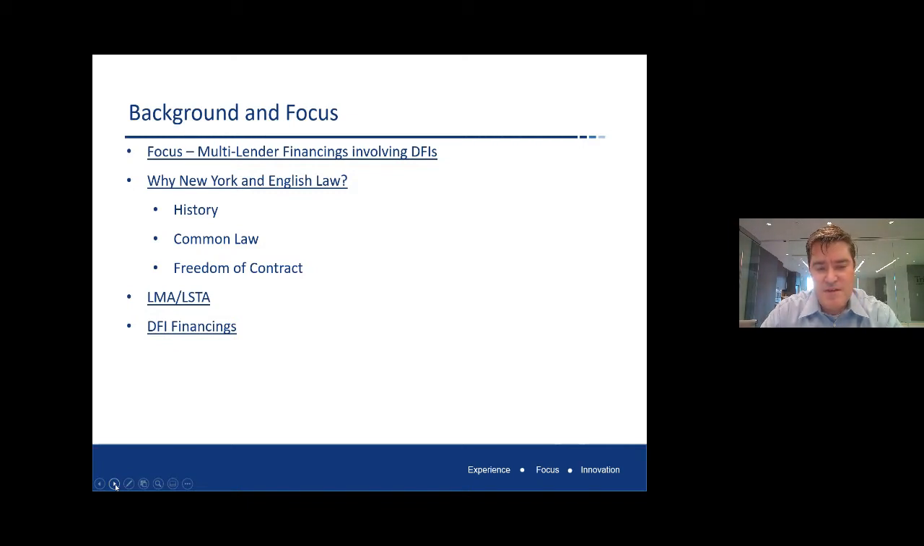Again, because we're focusing on DFI financings, it should be noted that DFI or development finance institutions, and we're using that term broadly to include export credit agencies, multilateral institutions, et cetera, while to varying degrees, they may look at LMA or LSTA templates, they all have their own individual documents. I think as a general matter, the European DFIs tend to use the LMA template a lot more than the US or multilaterals might use the LSTA documentation. Next slide, please.